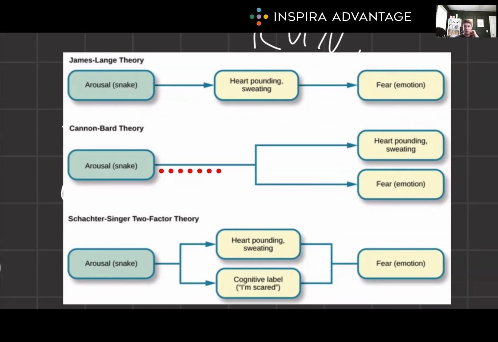The Schachter-Singer theory proposes that physiological arousal occurs first, but it must be cognitively interpreted with the context to result in an emotional experience. The Schachter-Singer theory is a bit more complicated, and we'll spend some more time on that in the next video. Right now, just focus on the Cannon-Bard theory. I want it to be so simple and straightforward to you that you'd never miss a question on it.